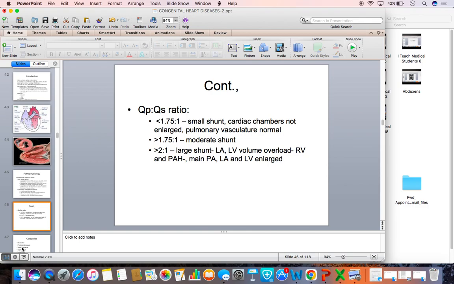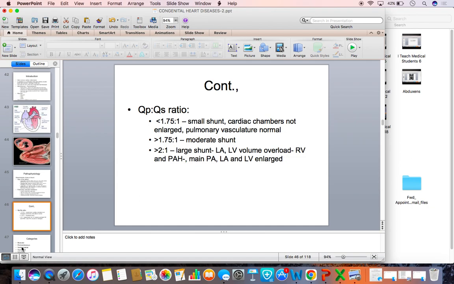This is one more factor associated with the pathophysiology, that is the QP and QS ratio, the ratio of pulmonary flow to systemic flow. If the flow ratio is less than 1.75 to 1, it is a small shunt. The cardiac size is normal, the pulmonary vasculature is normal, and the child is asymptomatic. If the QP-QS ratio is more than 1.75 to 1, it is associated with a moderate shunt. And a ratio of more than 2 to 1 indicates a large shunt.